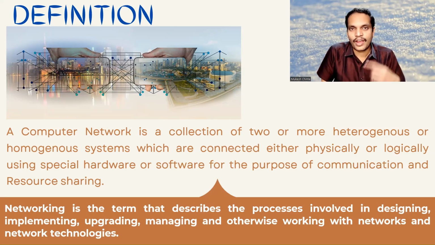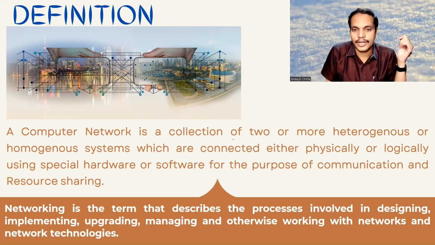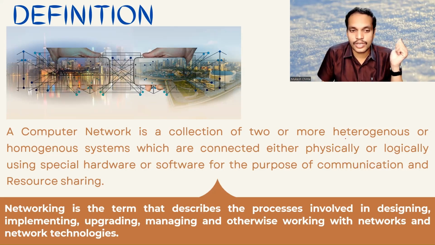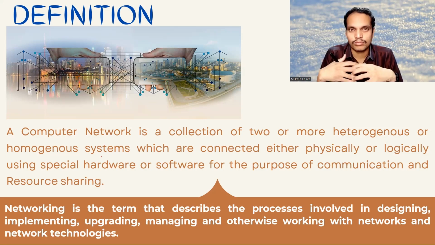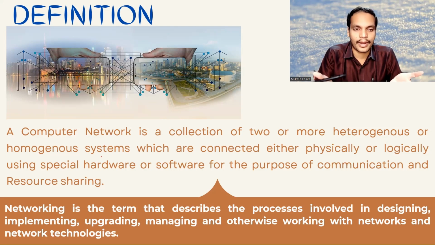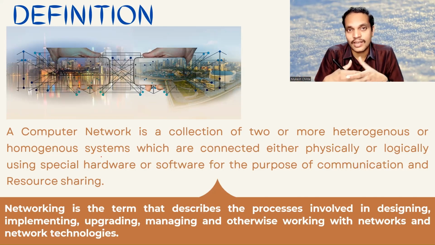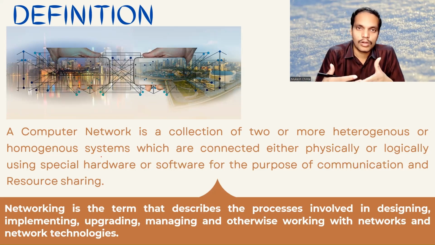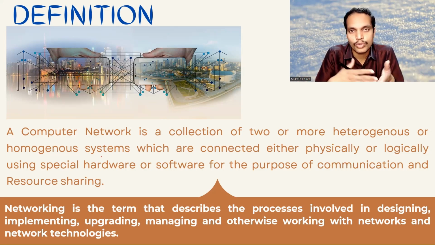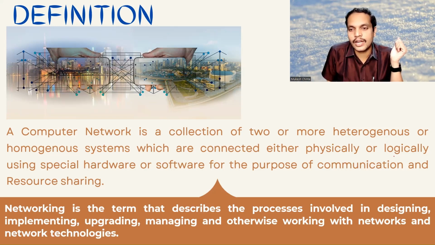Now, for that to happen, this definition tells you that a computer network is a collection of two or more. So if I have only one device, one system, I cannot call it a network. I have to have a sender and a receiver as well, isn't it? So it needs to have at least two or more heterogeneous or homogeneous systems. Heterogeneous means you can have different systems, because I can connect a laptop to a PC camera or a web camera through IP. So both are completely different. In that sense, I can connect any two different systems, and also I can connect two similar systems, isn't it? So homogeneous systems as well as heterogeneous systems, which are connected physically or logically.